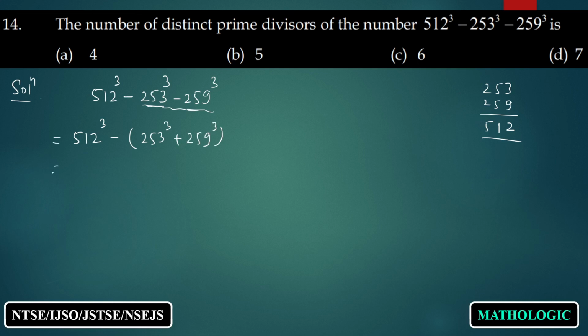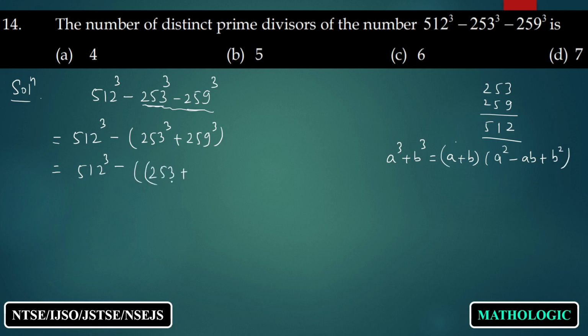Okay, now I am going to use the property of a cube plus b cube. This is the identity I am going to use over here. It says a plus b times a square minus ab plus b square. Using this property, we can write 253 plus 259, and the second bracket will be 253 whole square minus 253 times 259 plus 259 whole square.